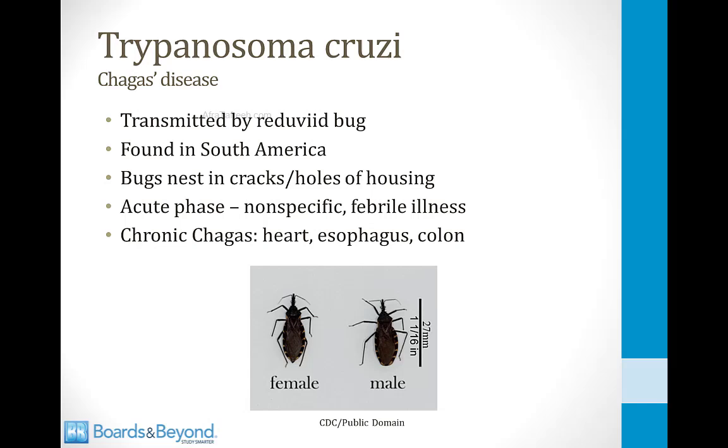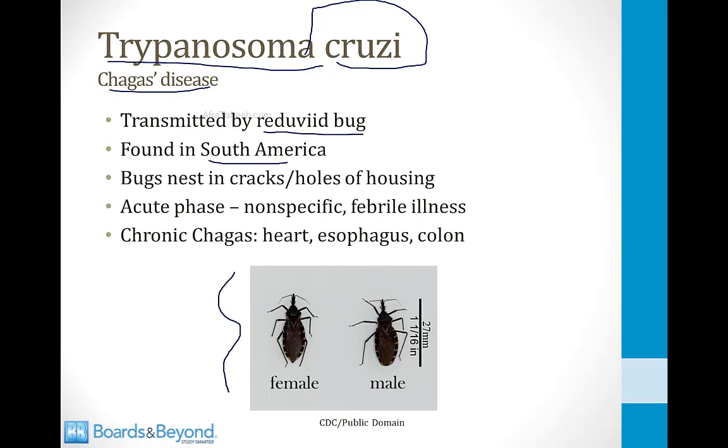Trypanosoma cruzi has the name trypanosoma in it, but it does not cause African sleeping sickness. Trypanosoma cruzi causes Chagas disease, and you get this disease usually in South America by getting bitten by the reduviid bug, and this is a picture of the reduviid bug down here. These bugs nest in the cracks and holes of housing, so this is going to happen to people who have been exposed to poor and unsanitary conditions in South America.